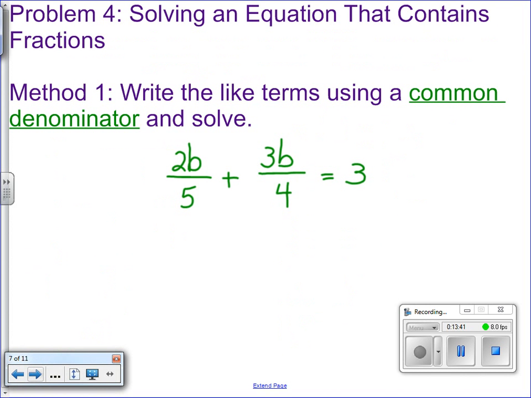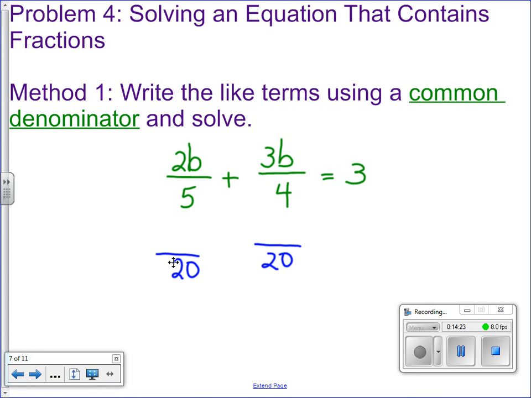Problem 4, solving an equation that contains fractions. I'm going to show you two methods to solve an equation that has fractions in them. The first method that we're going to do is to write the like terms using a common denominator and solve. All right, well here we have 2b over 5 plus 3b over 4 is equal to 3. 5 and 4 are relatively prime. They do not share any common factors, so we have to multiply them together to get our common denominator, which would be 20.